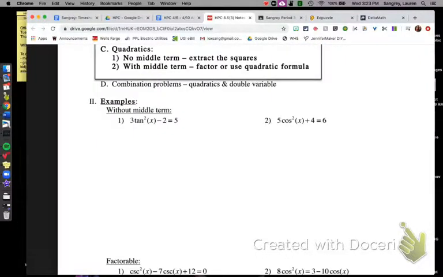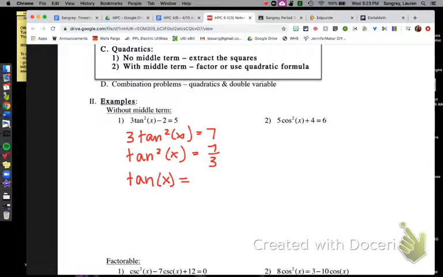So as we look at number 1, we can see that there is not a middle term. We have a tangent squared, and then we have just a minus 2. So there's no middle term there. So essentially, we are trying to get the tangent of x by itself. So in order to do that, we're going to have to add 2 to both sides. And then we're going to have to divide both sides by 3. All right, so at this point, we are now taking the square root of both sides, which is going to give me a tangent of x equals plus or minus the square root of 7/3.